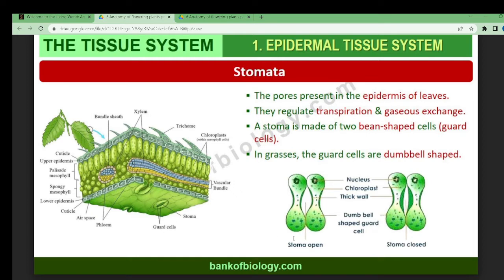When it's open, it looks like this, the middle portion, the white portion. When it's closed, it looks like this. So when it's open, it regulates transpiration and gaseous exchange. This is the water loss and CO2 exchange.